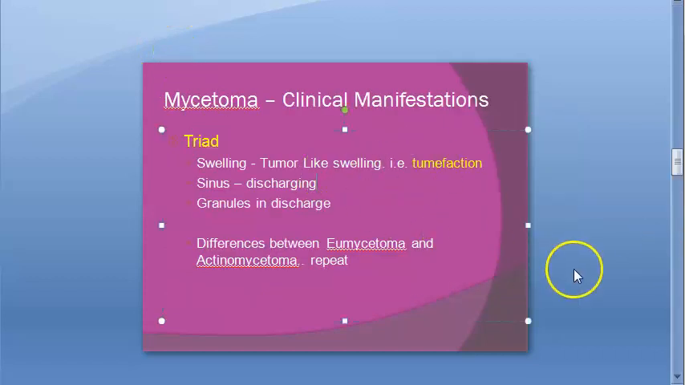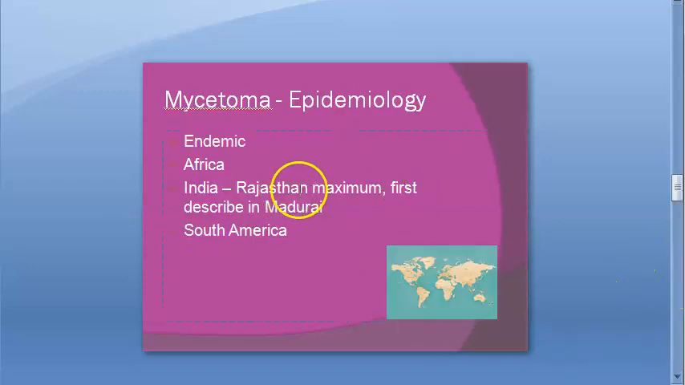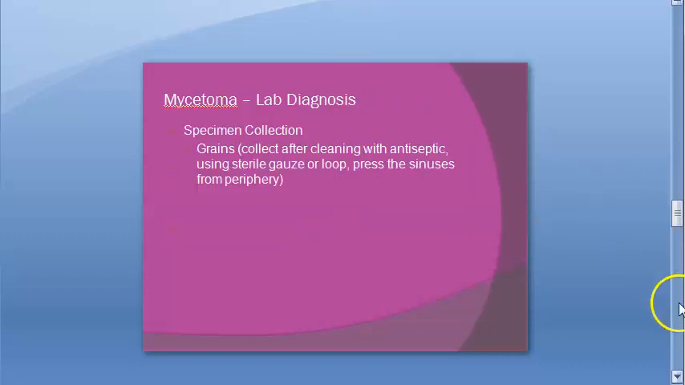Clinical manifestations, there's a triad. So you can mention the triad, that is tumor-like swelling, tumefaction, the sinus, the discharging granules. Tell about the color and the differences between the tumors, the sinuses, everything, how they appear. Epidemiology: in India, it is there in Rajasthan. Otherwise in Africa, South America. Okay, it is endemic.